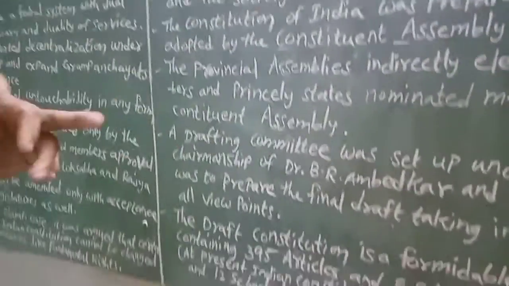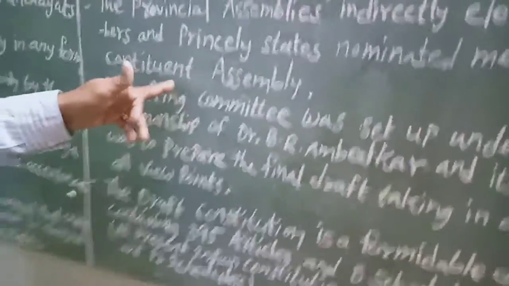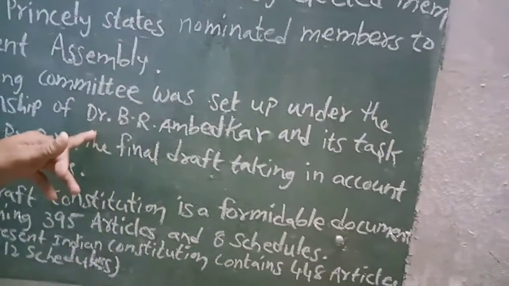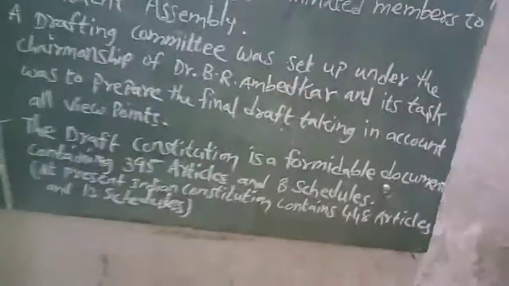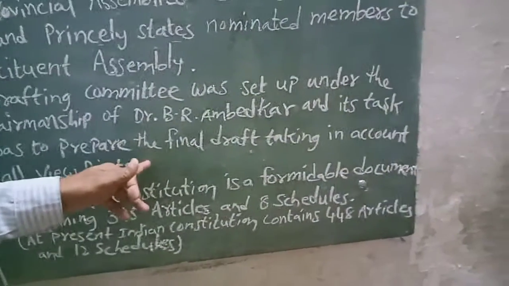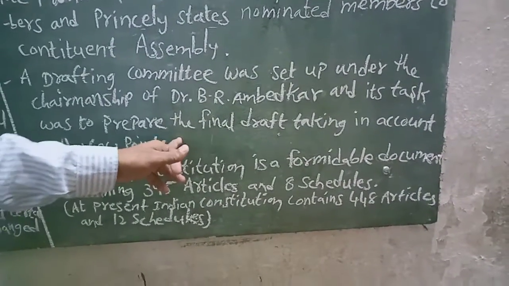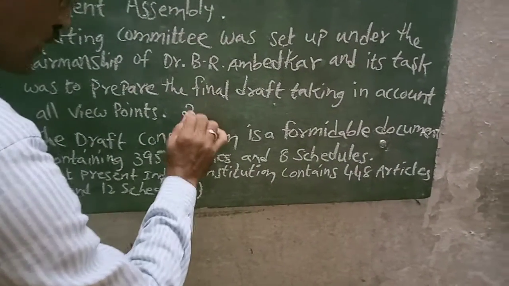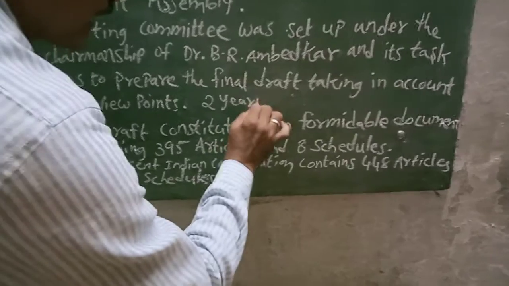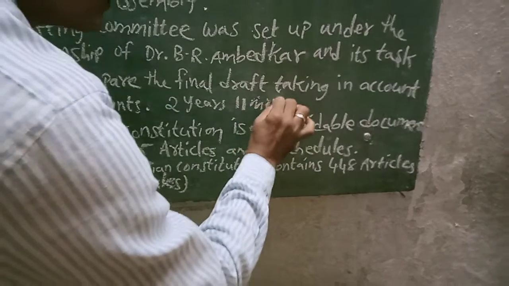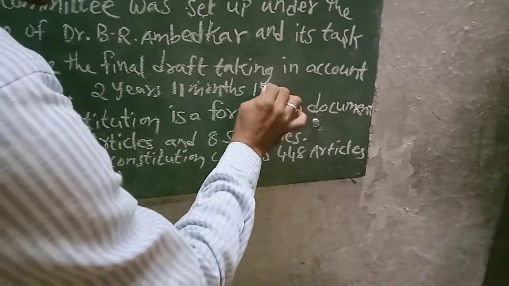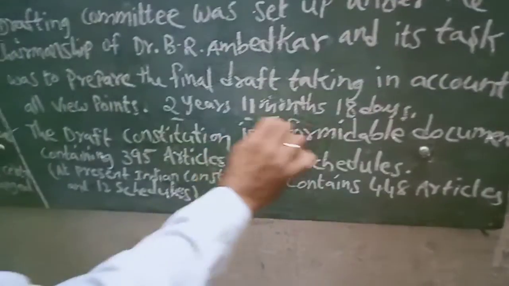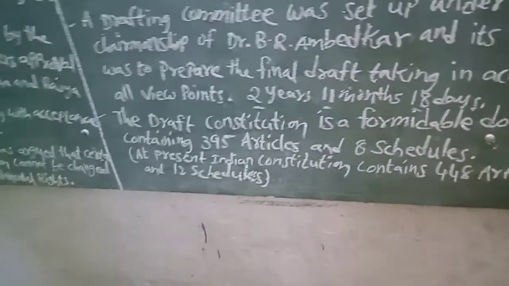The constitution was prepared, and one of the members, the chairman of them, was Dr. B.R. Ambedkar, who drafted the viewpoints. They observed so many constitutions over several days. Finally, the constitution was drafted in 2 years, 11 months, 18 days. 2 years, 11 months, 18 days of preparation of our constitution.